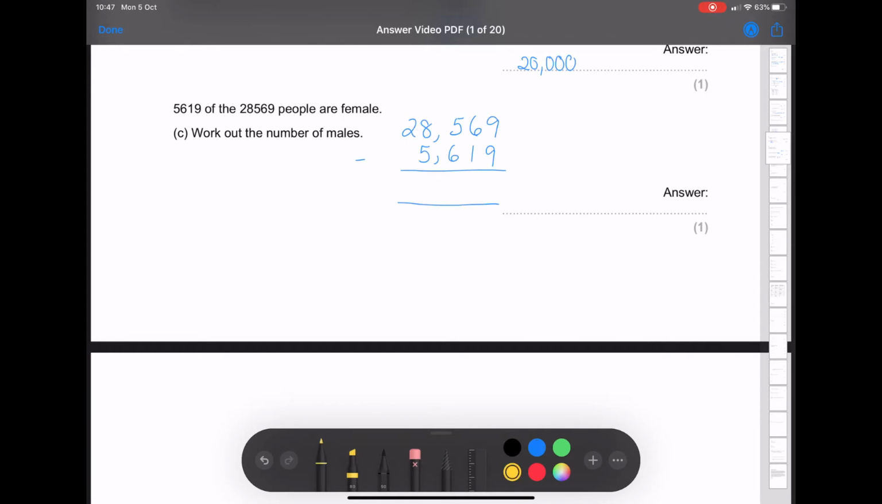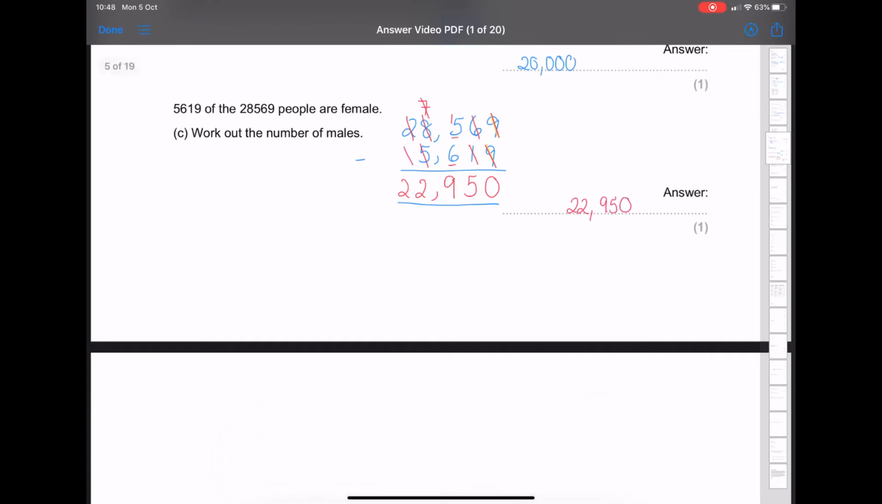So the first thing we're going to do is 9 take away 9, which is 0. 6 take away 1 is 5. Now we can't do 5 take away 6 here because 5 is smaller. So I'm going to borrow 1 from this 8 and turn it into a 7. And the 1 that I borrowed, or the 10 should I say, will go on to the 5 to create a 15. Now 15 take away 6 is 9. Then we can do 7 take away 5, which is 2. And 2 take away nothing is 2. So your answer will be 22,950.